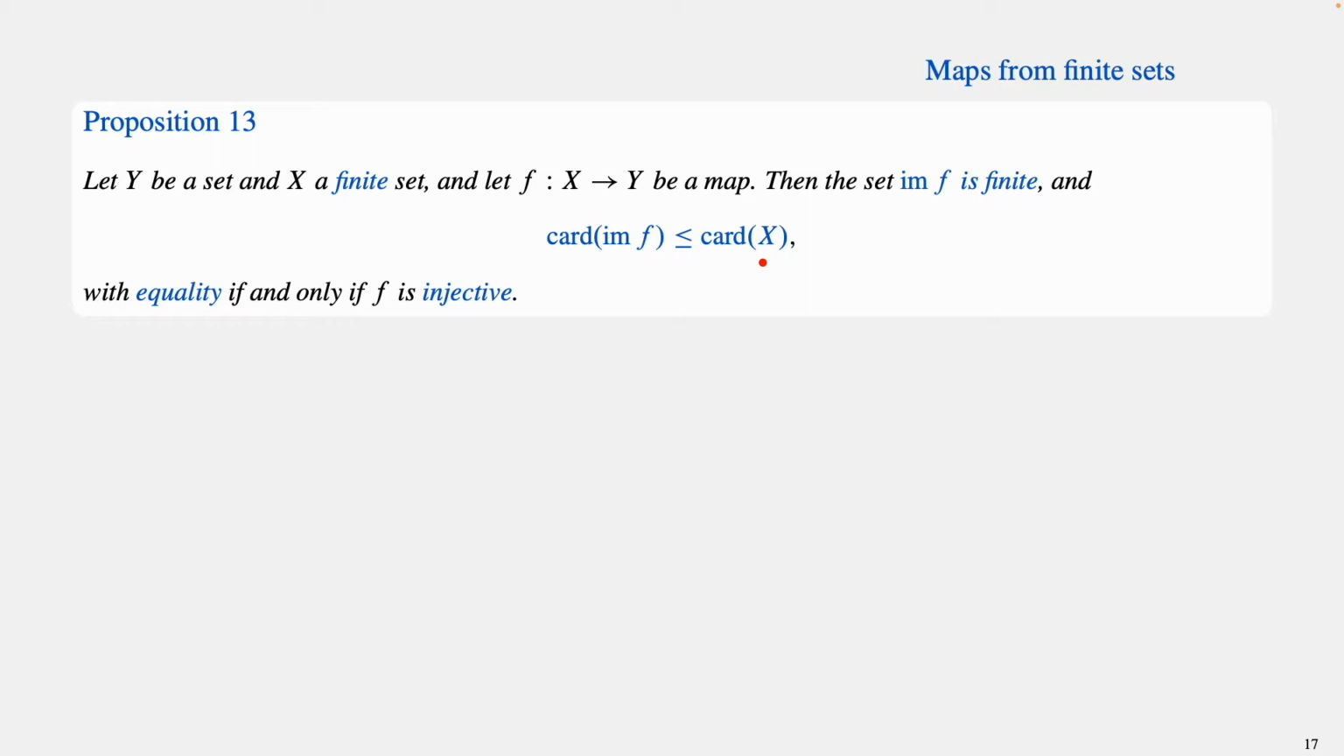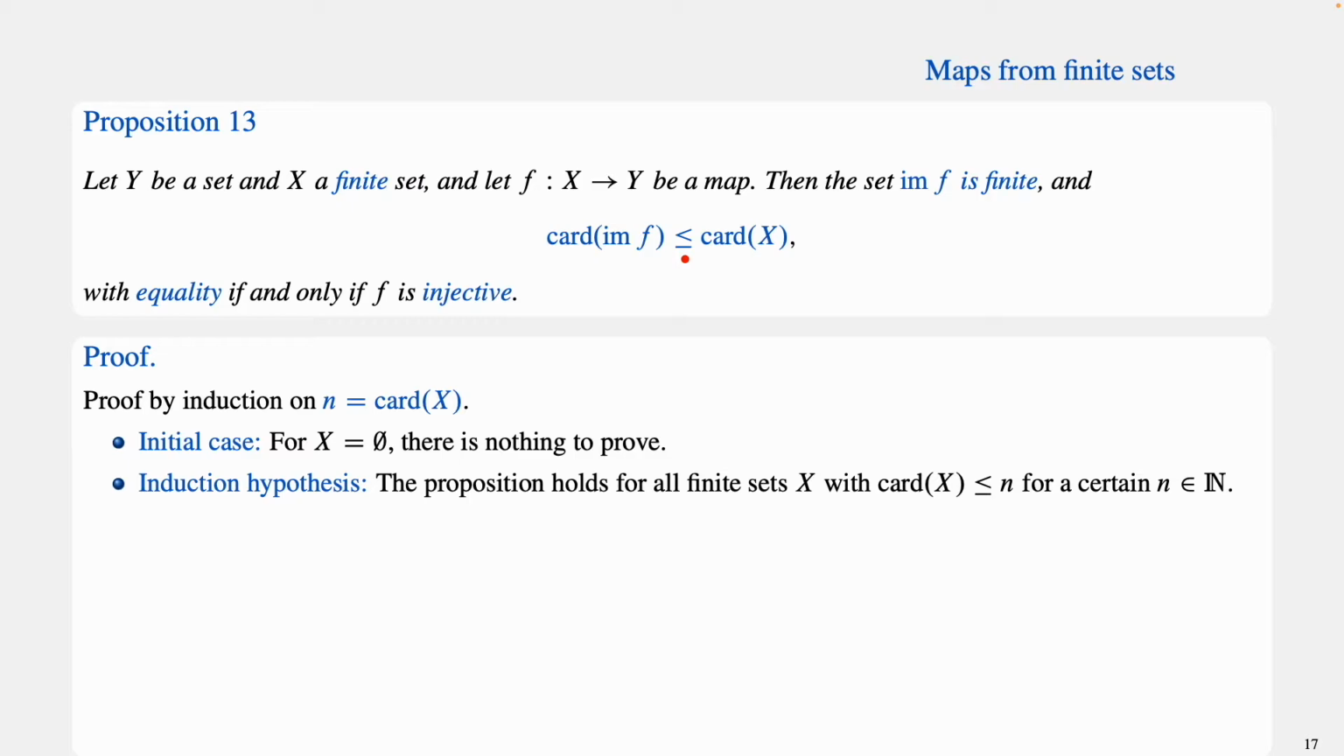So if I take a finite set as input values for a map, then there are at most as many output values as I had input values. That's also something that's intuitively quite easy to believe. And the equality here only holds if f is injective. If and only if f is injective, I should say. Okay, so if f is not injective, then this is a strict inequality.